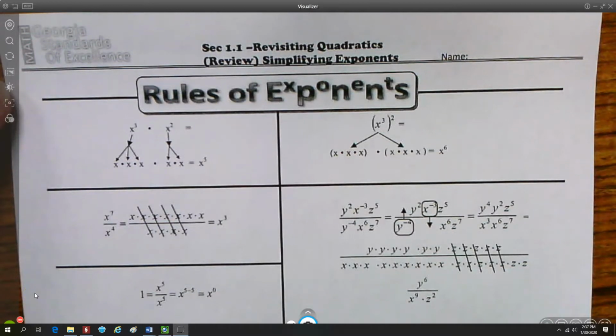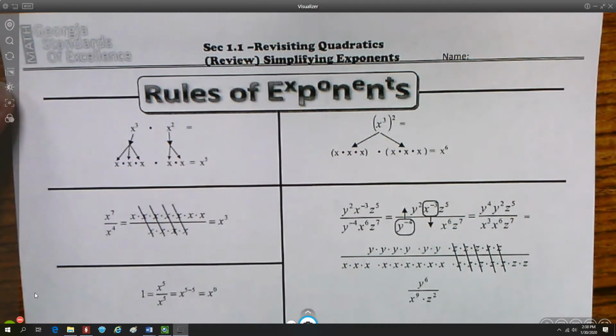This video is about rules of exponents and properties of exponents. And the worksheet comes from Matt's Math Lab with Gwinnett County Public Schools.